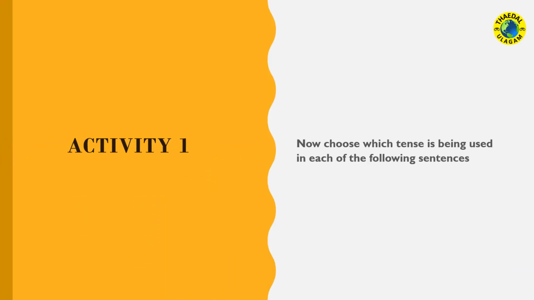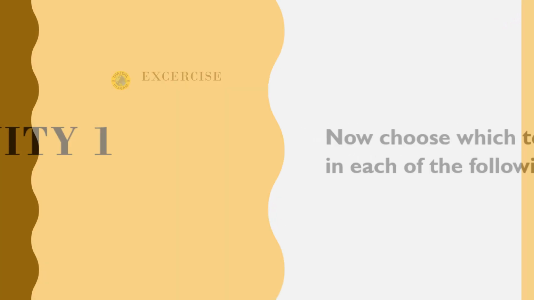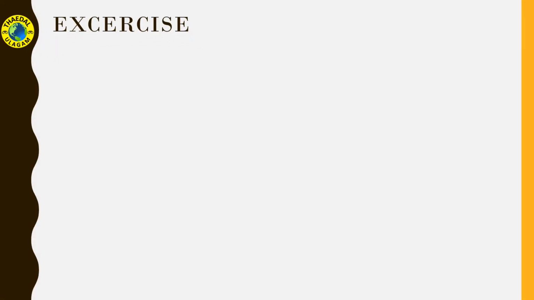It's time to check how far you have understood the various categories of tenses. Here is a quick activity. There are 10 sentences. Now, choose which tense is being used in each of the following sentences. Take 5 seconds for each sentence. Take a pen and paper or open a notepad on your computer or mobile. Write down your answers before moving on to look at the answers.